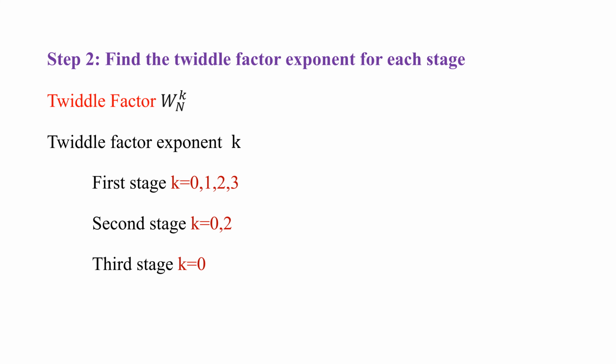The next step is we have to find the twiddle factor exponent for each stage. Twiddle factor is W_N^k, and the exponent is small k. For the first stage, 4 exponent values will be used: 0, 1, 2, 3. Similarly, for the second stage, 2 values of exponent will come, 0 and 2. For the third stage, only one value will come, that is k equal to 0.